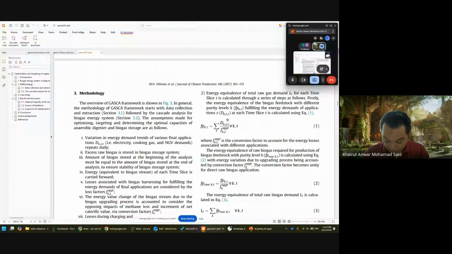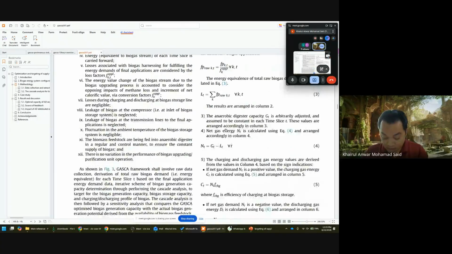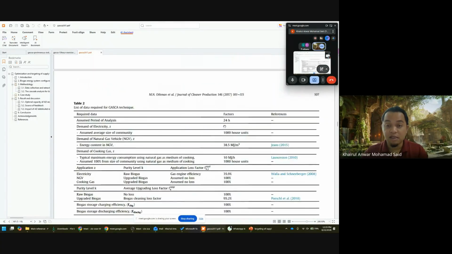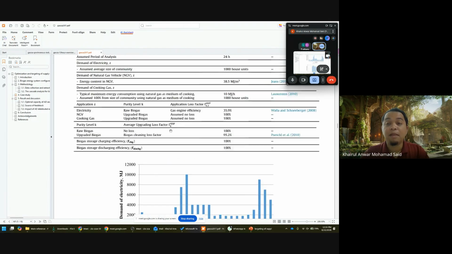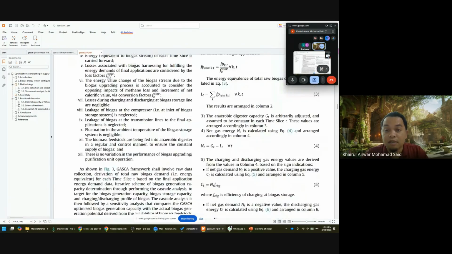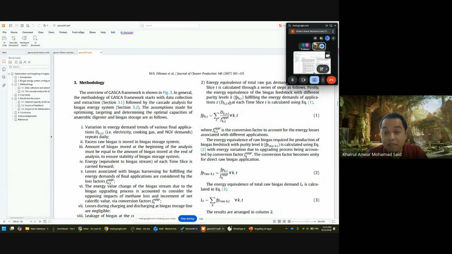So D here refers to the derivation of energy demand for each application from the raw data. This is the unit conversion. How about F applied? This denominator is the conversion factor to account for the energy losses associated with different applications.